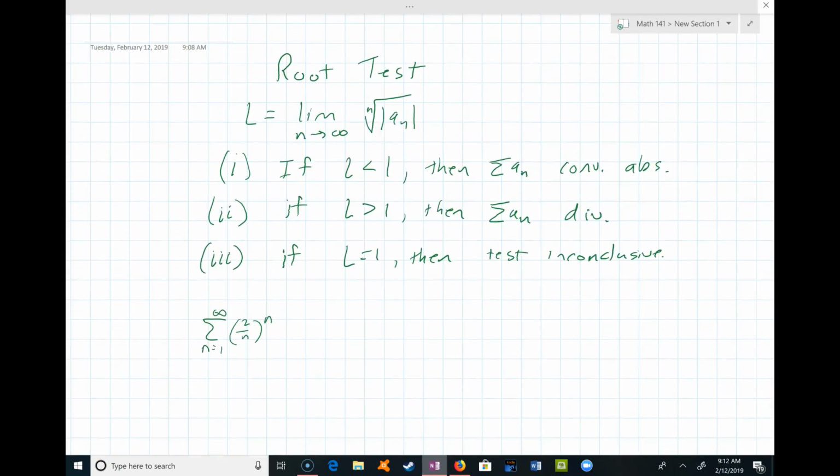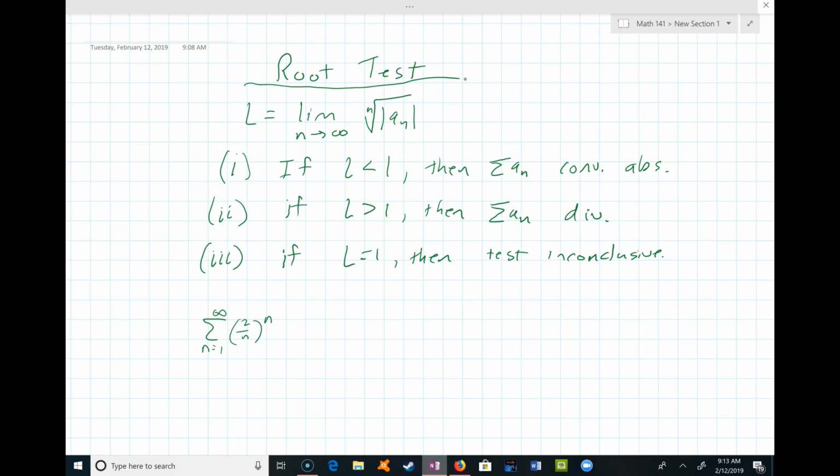So here's a quick video on the root test, which is the last test that we haven't talked about. So the root test is, as you see on your paper, basically you take a limit of the sequence as n approaches infinity with the nth root. You take the nth root of the sequence and then you take the limit of that as n approaches infinity.